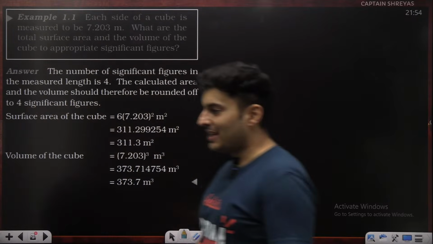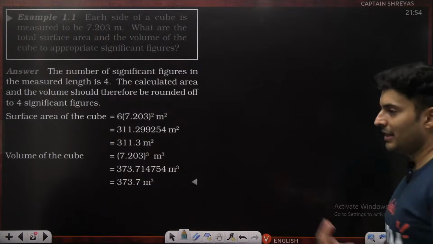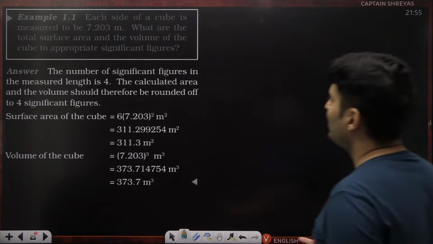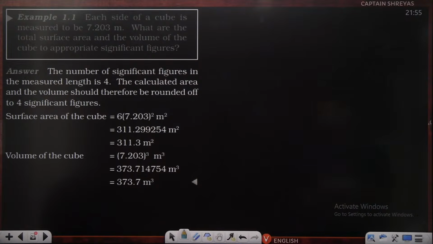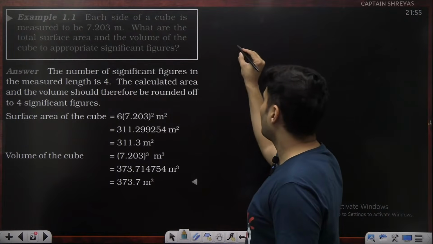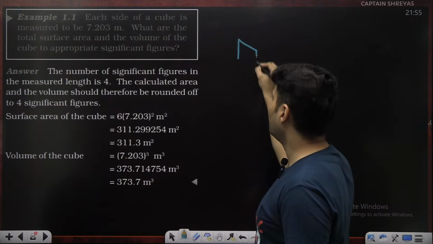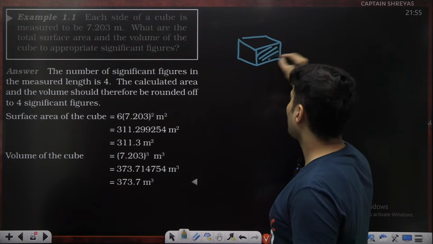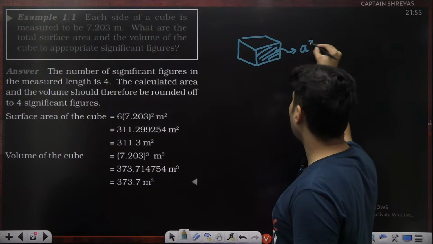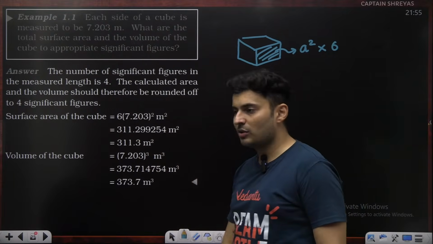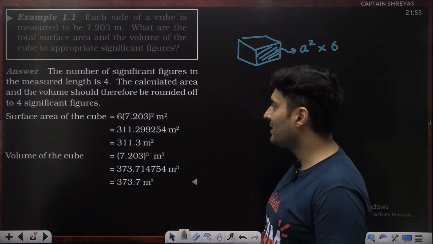So then there are two examples. Okay, in the in-text questions, we'll just go through what they are. First one is where there is a cube whose side is measured as 7.203. What is the surface area and the volume? When you talk about the surface area of a cube, realize one thing, there are basically 6 sides and each side has an area of a square. So 6 times side square will be the answer for the surface area.